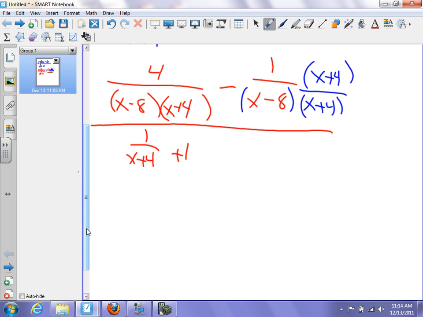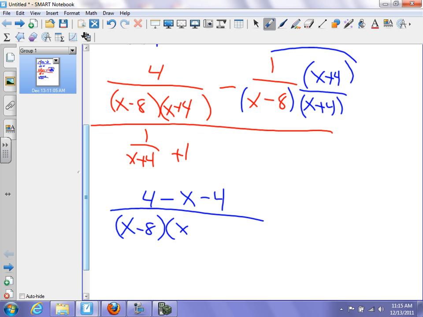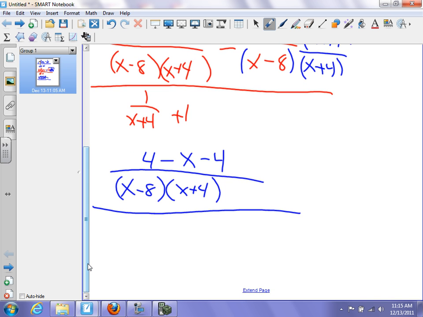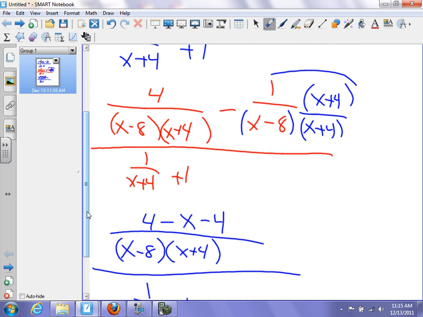So let's simplify the numerator. I'm going to have 4 minus, now this is 1 times x plus 4 right up here, but it's minus 1 times x plus 4. So I have to make sure that I distribute my negative sign not only to the x, but also to the 4. You see what I'm saying here? So it's going to be 4 minus x minus 4 all over x minus 8 times x plus 4. And that is still the numerator part of our larger fraction, all over 1 over x plus 4 plus 1.